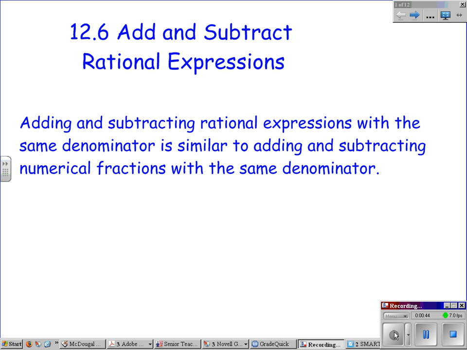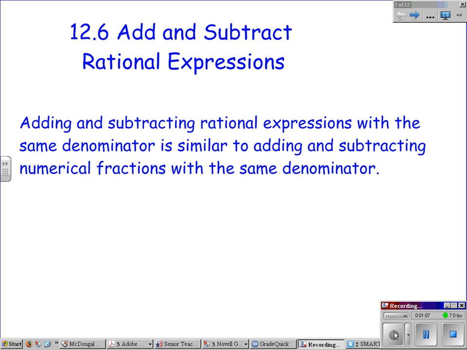We're going to be adding numerators, but we're going to have to make sure that we have common denominators, and rational expressions have polynomials in them. So we're going to be working with common factors that look like monomials and binomials. Sometimes they'll start out looking like trinomials.